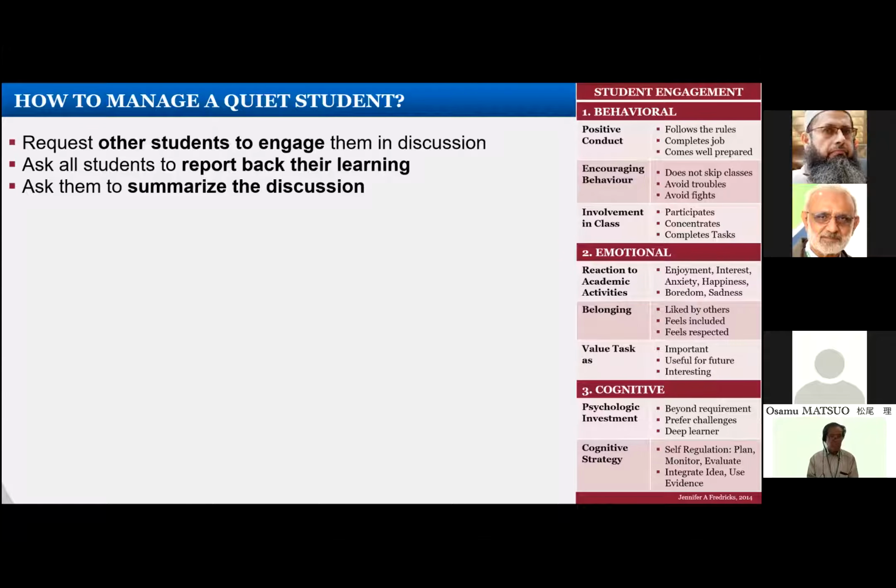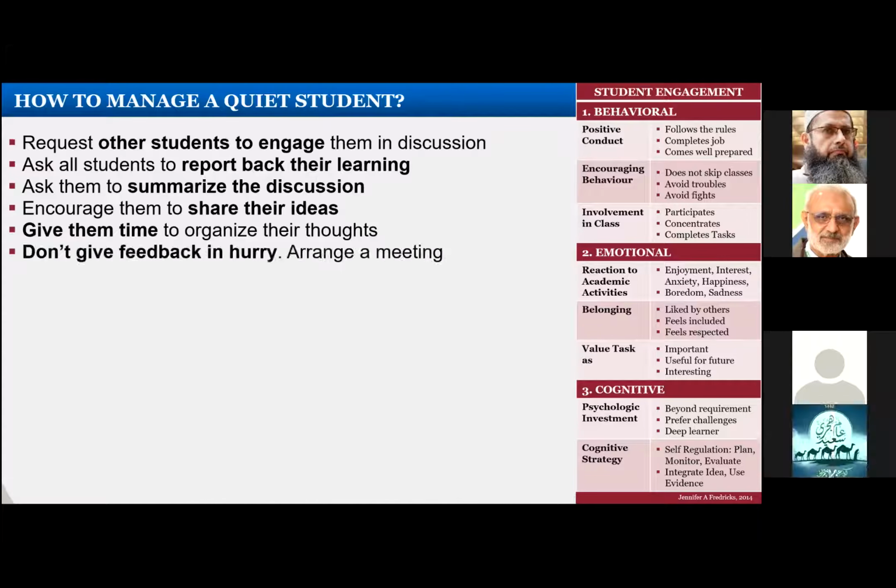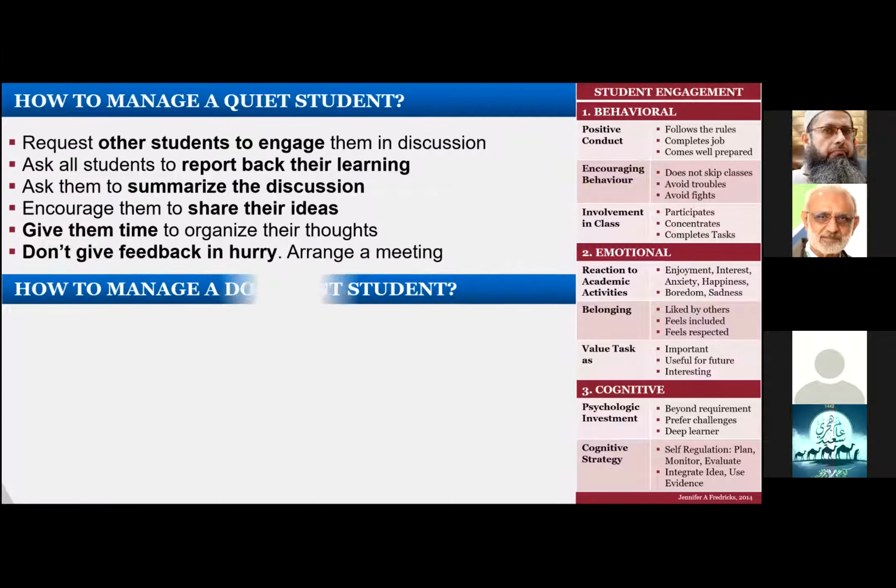Ask them to summarize the discussion, encourage them to share their ideas. Give them time to organize their thoughts, because if they are deficient in the language, then probably they have to make a sentence in their brain and then speak it loud. So give them time to organize their thoughts in answering. Don't give your feedback in a hurry. Arrange a meeting with them and discuss the issues with them first.